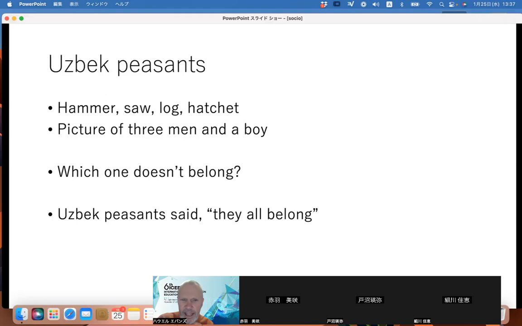I think 3 men all belong, but the boy does not. Yeah, that's right, because I suppose there's 3 adults and 1 isn't an adult, right? Yes. So what do you think about the answer then, the Uzbek peasants' answer that actually they all belong? Uzbek peasants say 3 men and a boy all belong because they are all men. Yeah, I suppose they're all men and they're all working together in this situation.